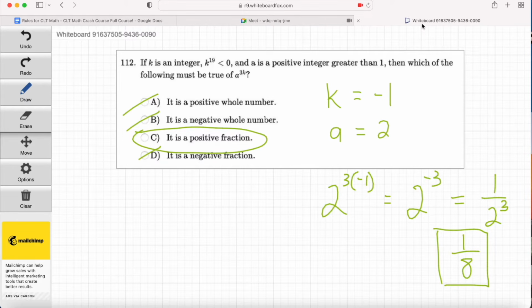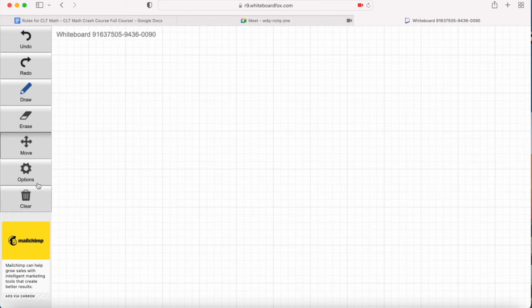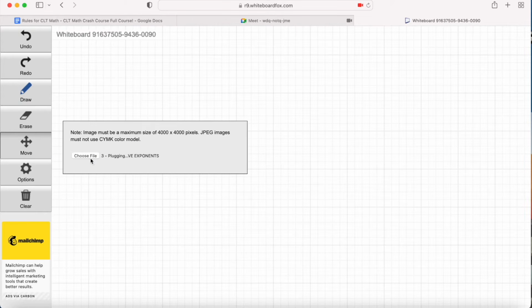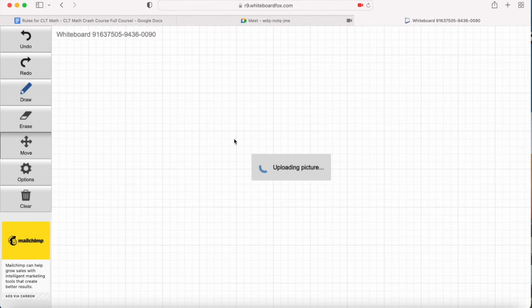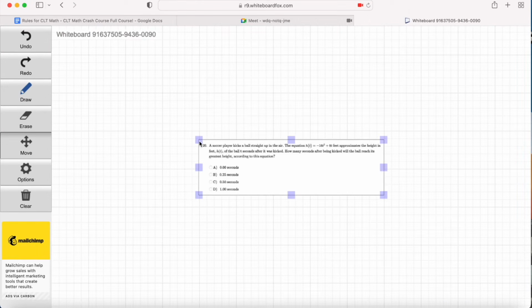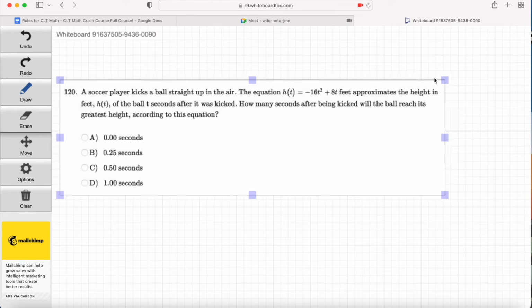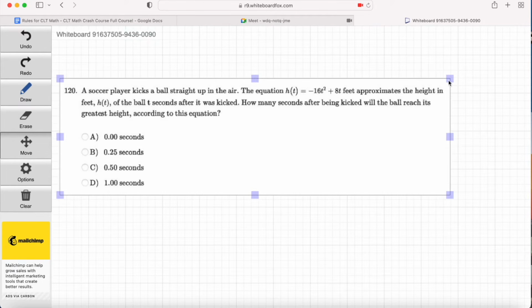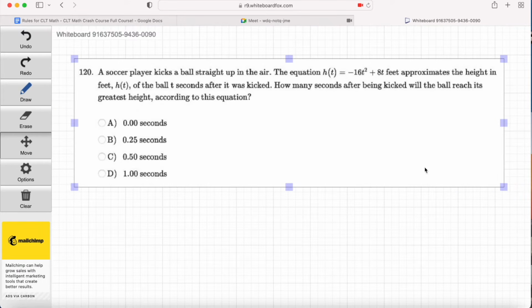All right. We're going to change gears a little bit. So we're done with the homework questions. These are new questions for you and anybody watching the recording here. And these are actually still plugging in values questions, but they look a little different, because these are word problems.